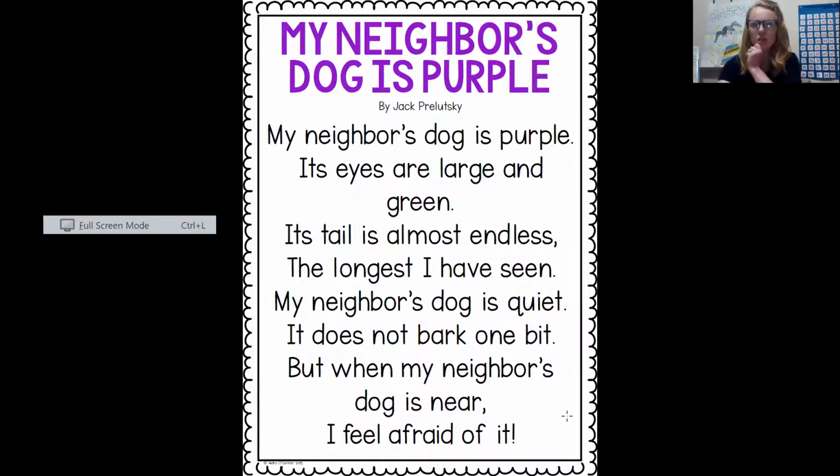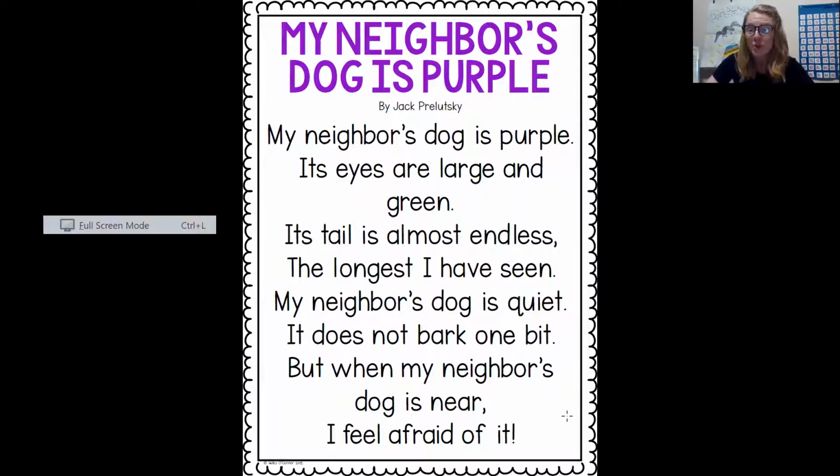Maybe our neighbor's dog should have a mean face, if you feel afraid of it. So what I want you to do now, next to number 2, that's going to be in the middle of your paper, I want you to draw a new picture of what you think your neighbor's dog looks like now. Think about the clues that the text is giving us to help us visualize, to help us make a picture or a movie in our mind.